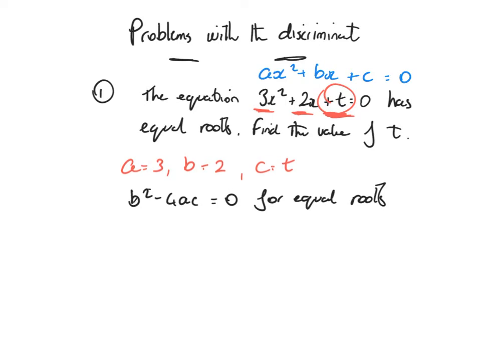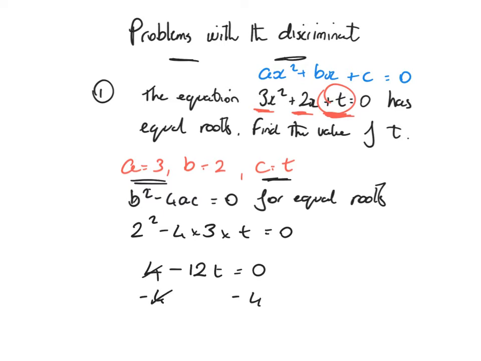So b squared, well, b is 2, so that's 2 squared, minus 4 times a, which is 3, times c, which is t, is equal to 0. I've then got 2 squared is 4, and I've got minus 4 times 3 times t. Well, minus 4 times 3 is minus 12, and minus 12 times t is just minus 12t. Okay, now this has just morphed into a simple equation, so just solve it as such.